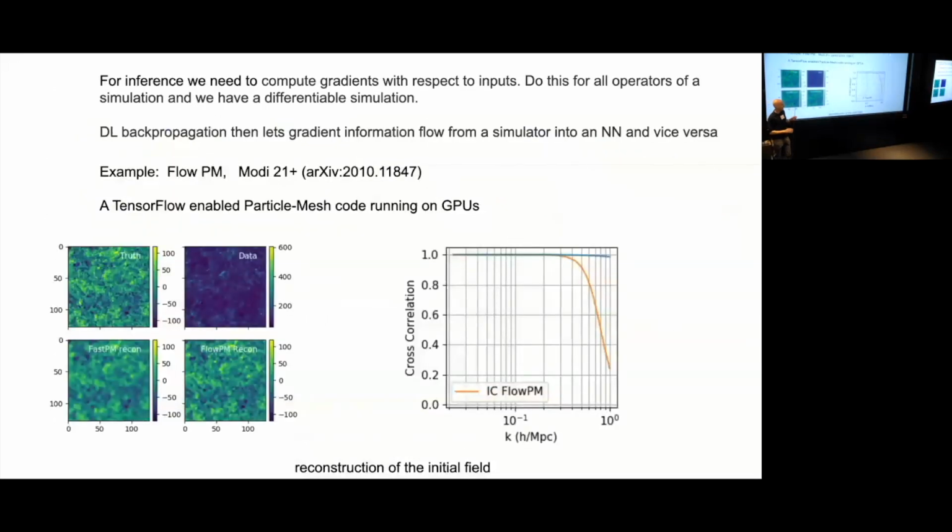Okay, so I guess I've got too much stuff, so I'm going to go kind of fast. But anyway, differentiable simulations are very useful. Remember, we're trying to actually figure out what's going on using gradients. And so we need to use the automatic differentiation that we have in our deep learning frameworks to our advantage. And a really nice example of this is FlowPM. So basically, you can reconstruct the initial conditions. And here's the cross correlation of the Fourier modes, again doing well.